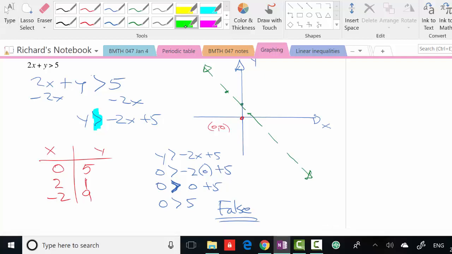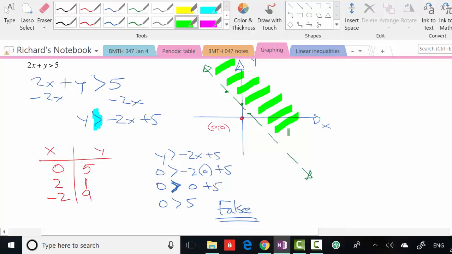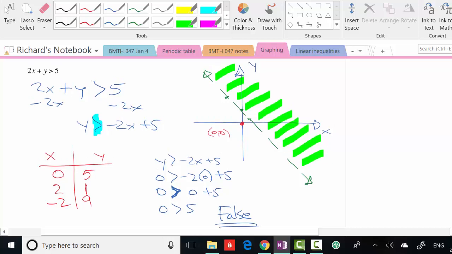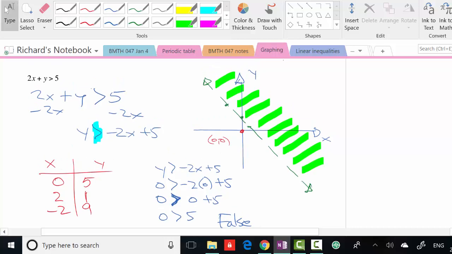So now I'm going to indicate that by shading in the portion of the graph on the side of the boundary line that does not contain the point 0, 0. And I'm going to be careful to not allow my shading to actually touch the boundary line, because the boundary line, once again, does not satisfy the inequality. So there. So that is the graph of the inequality 2x plus y greater than 5.